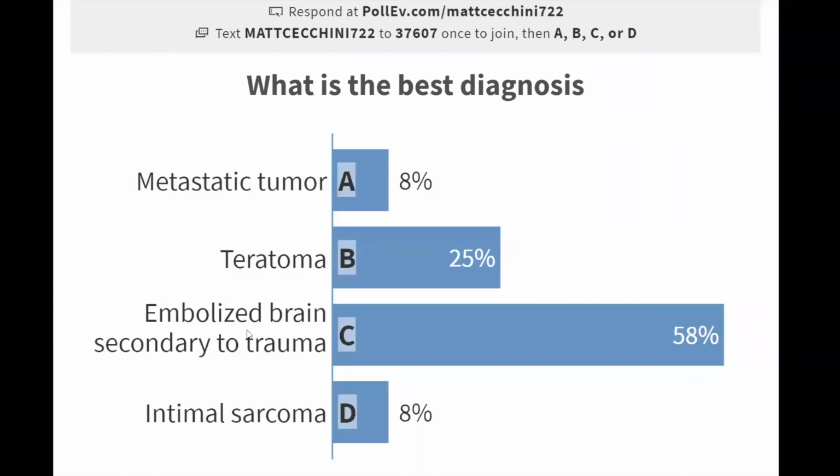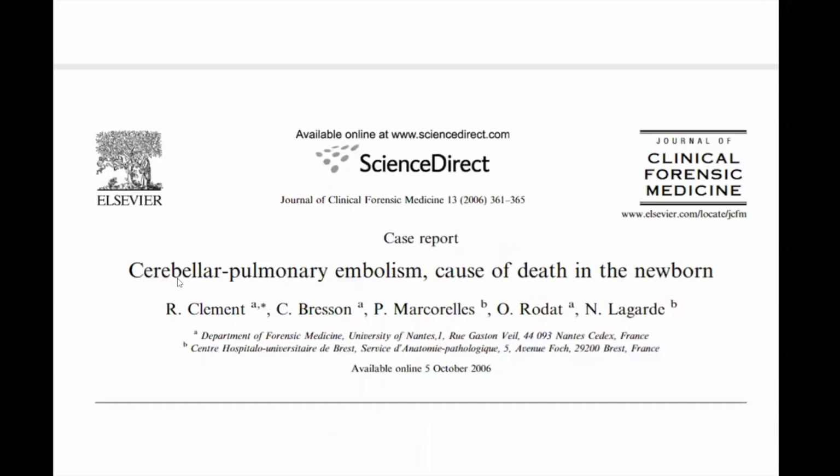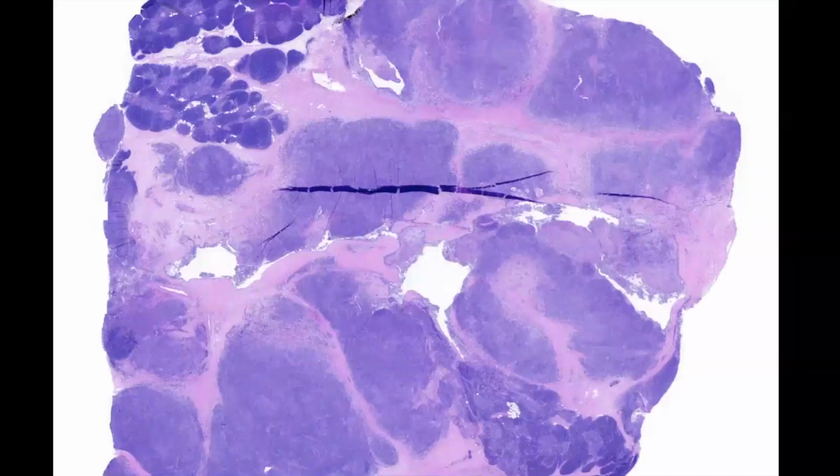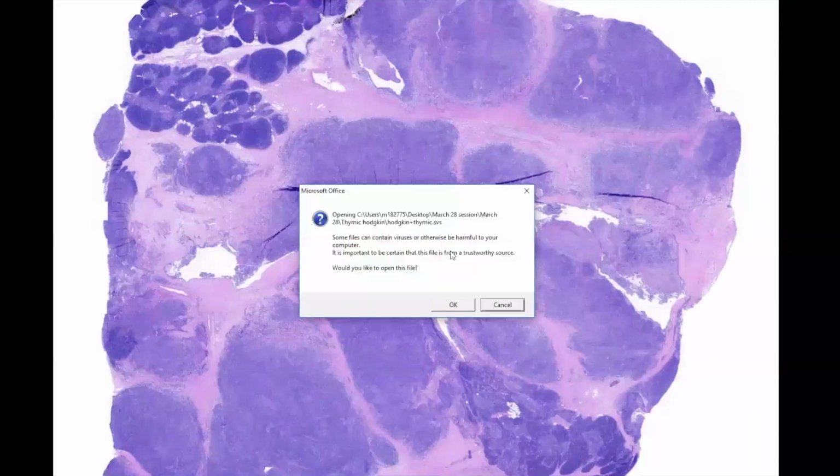Good job. So yeah, you guys got it. It actually is embolized brain secondary to trauma. So there's been a series of case reports. This can happen both in newborns as well as in older patients who have trauma, where you can get cerebellar tissue that actually embolizes to the lung. That's from head trauma that can get embolic into the vessels in the lung. Okay. We're nearing the end.